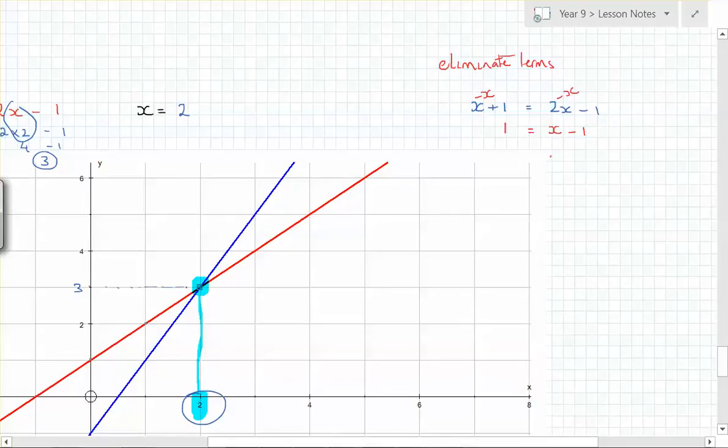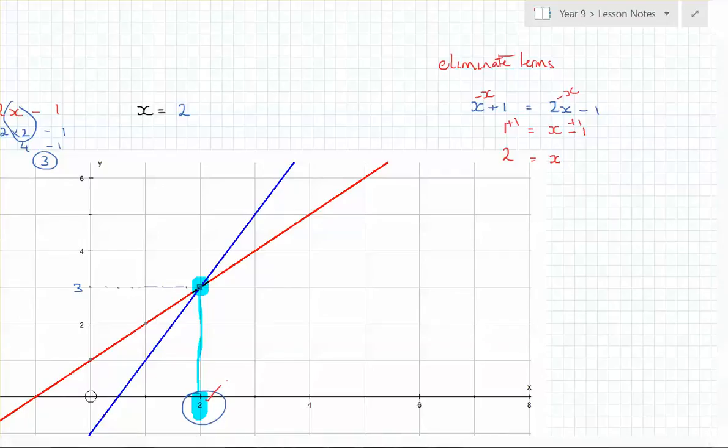I want x equals, so same thing we've done before. You have to add 1. Good. If we add 1 to both sides, we get x, because that's gone, equals 2. Isn't it x equals 2? Same thing as 2 equals x.